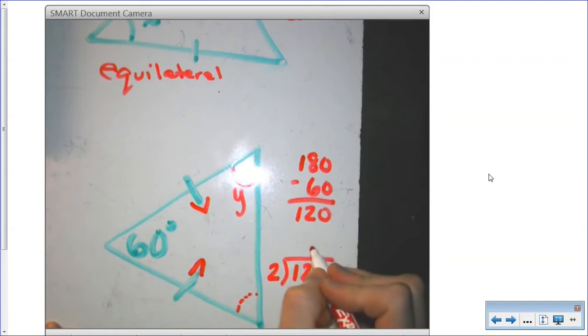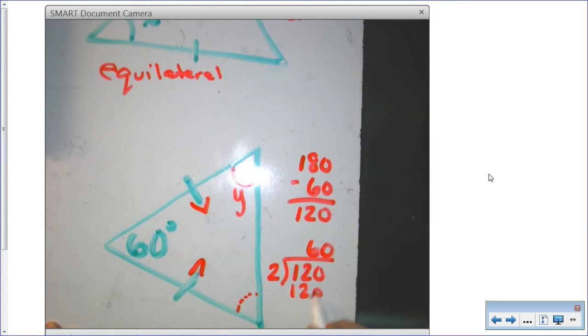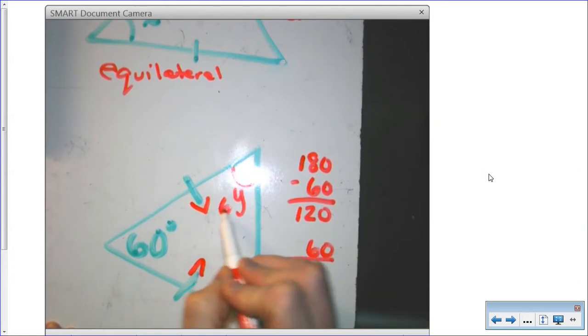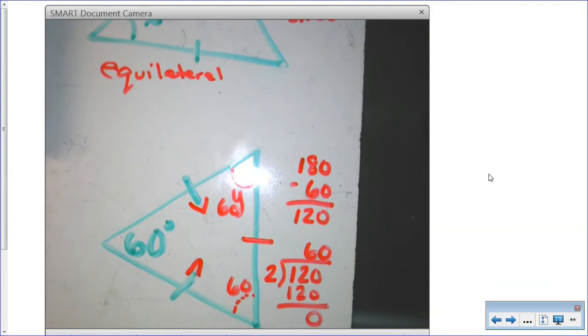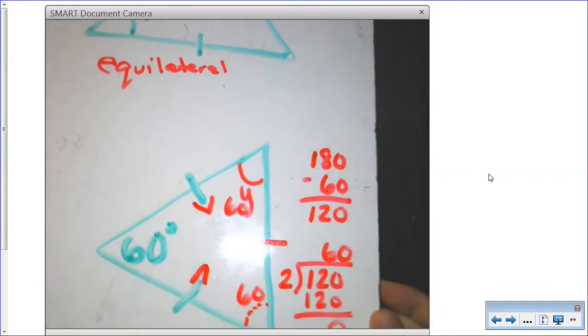So 2 can divide 120 60 times. I'm combining a step there to save some space. So this is 60 degrees, and this is 60 degrees. All three angles are equal to 60 degrees. So guess what? This is an equilateral triangle. And this problem asked you to prove that this was an equilateral triangle. So congratulations, you've just proven that a triangle is completely equal on all three sides and in all three angles.